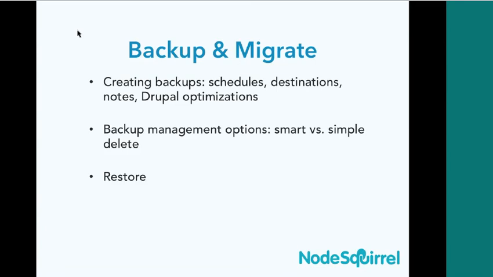So, avoiding explosions. Backup and Migrate, as we said earlier, is the module that you would use to create backups, and that includes creating schedules for when those backups happen, identifying destinations where those backups should be stored, adding notes, and also, with the latest version of Backup and Migrate, you can decide if you want to grab the database, the public files directory, or the whole thing. And you can set different schedules for backing up those different pieces. And we'll take a look at where that happens in a bit.